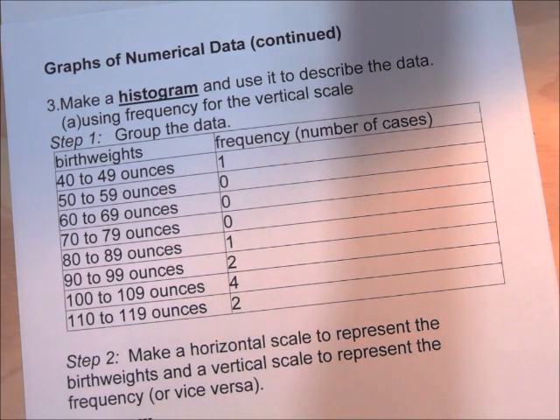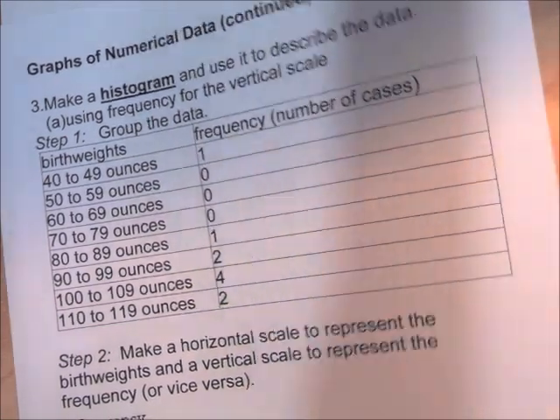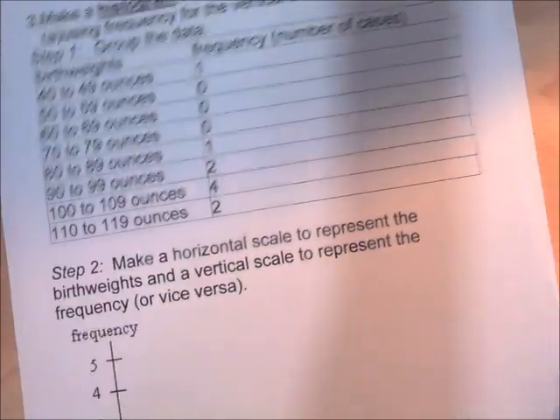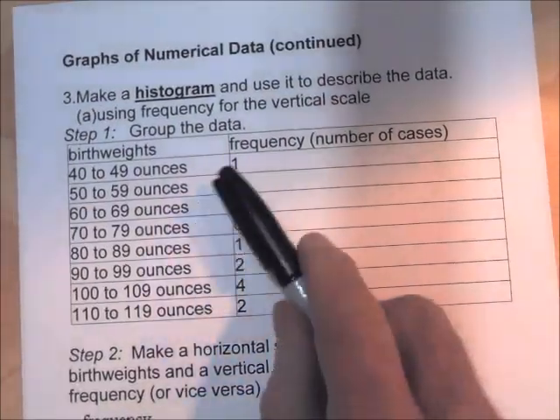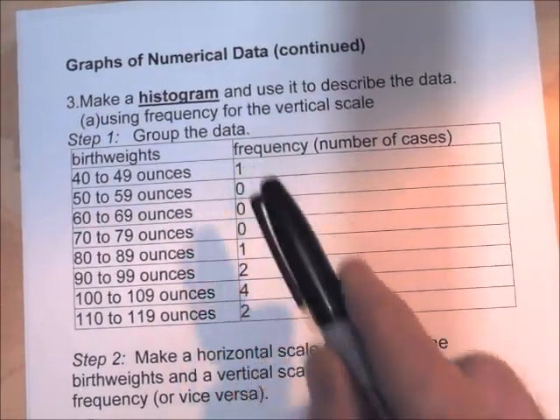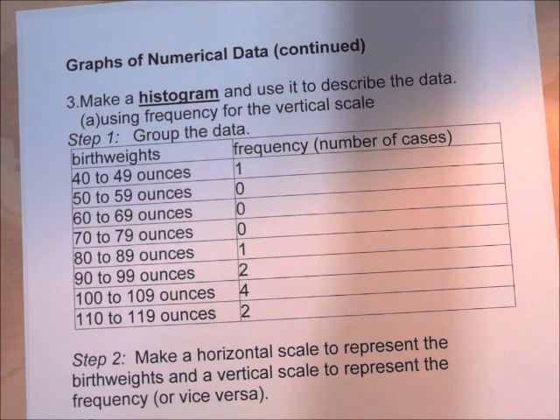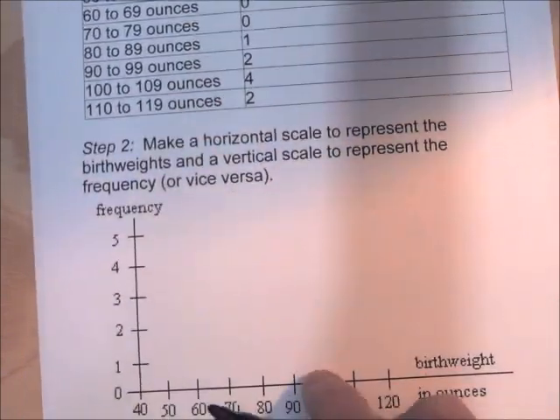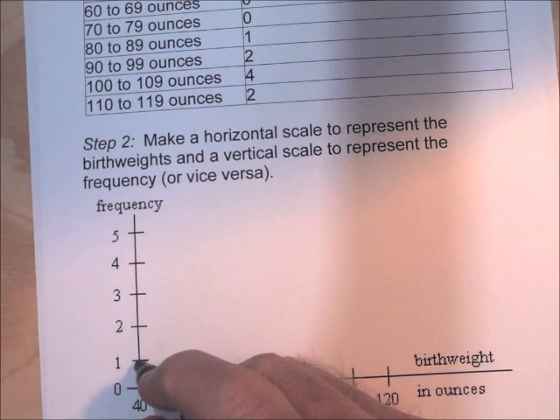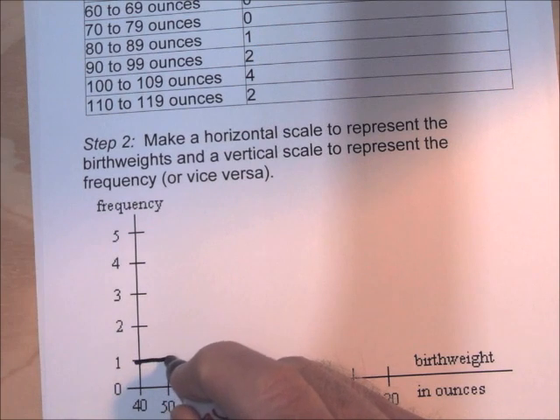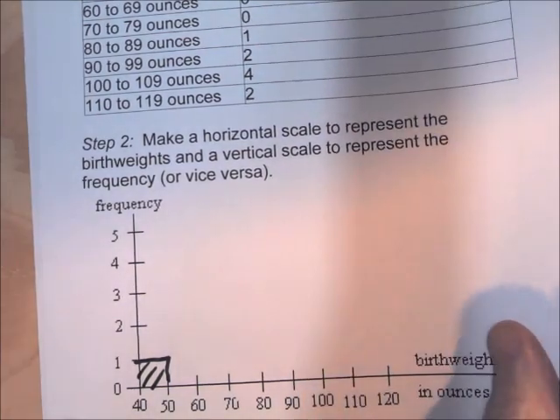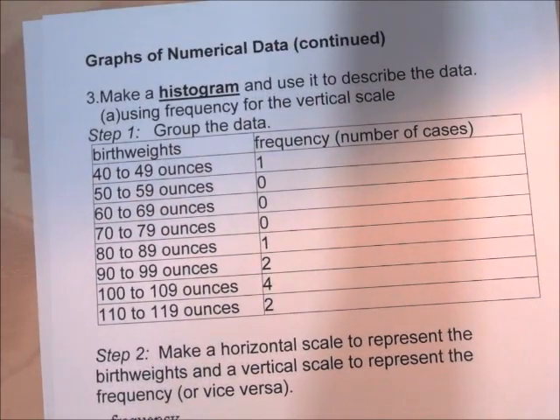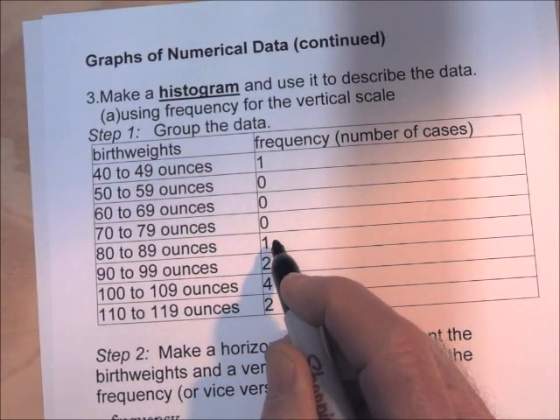And then once we have grouped the data, then we can make the histogram, and we make a bar for each of these intervals. So 40 to 49, the frequency is 1. We have one baby there, so the bar goes up to 1 for 40 to 49. And then nobody in the 50s, 60s, 70s. 80 to 89, we also have one baby. The bar goes up to 1.